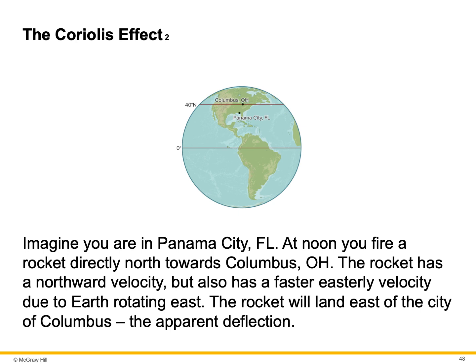Imagine you're in Panama City, Florida. At noon, you fire a rocket directly toward Columbus, Ohio. Pretend like this is a merry-go-round. The rocket has a northward velocity, but it also has a faster eastern velocity due to the Earth rotating east. The rocket will land east of the city of Columbus, the apparent deflection. So it's going to curve. It's going to go this direction.